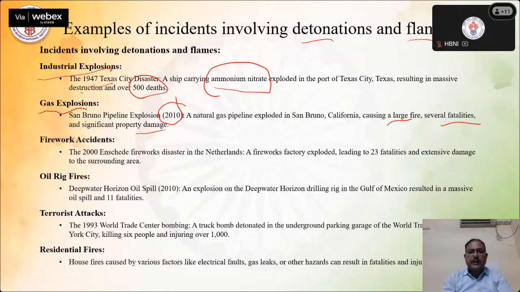2000 firework disaster in the Netherlands. India also witnessed a lot, but I have just given an example. 23 fatalities and extensive damage to the surrounding area. It was only a firework accident, but look at what happened.